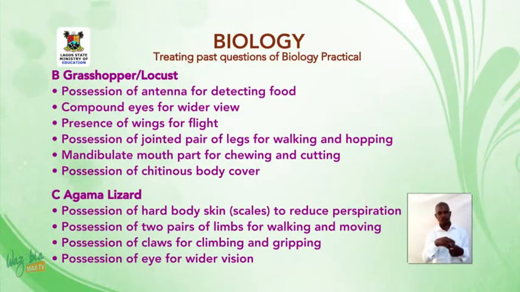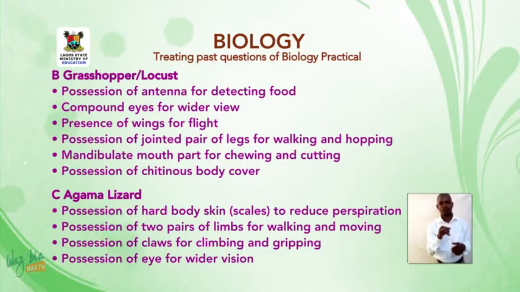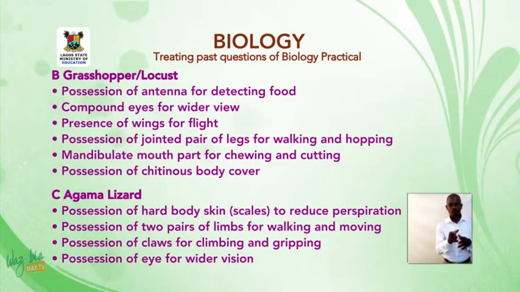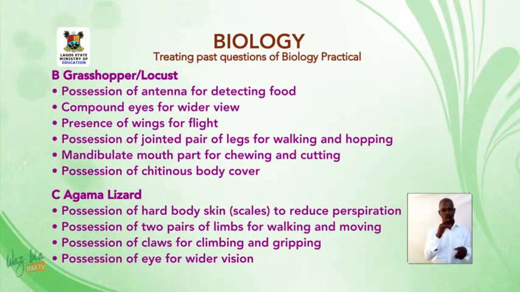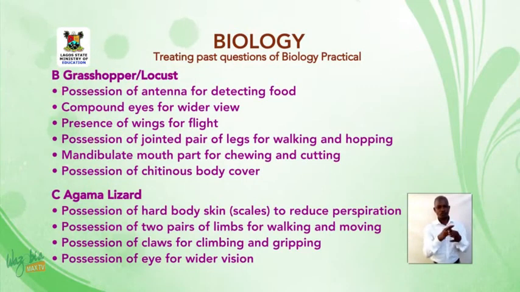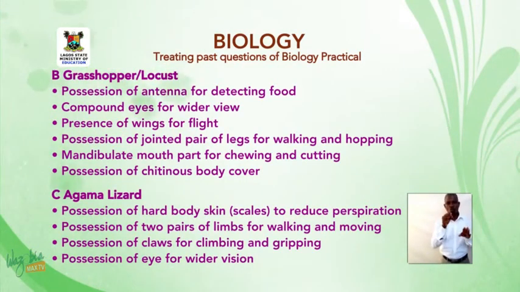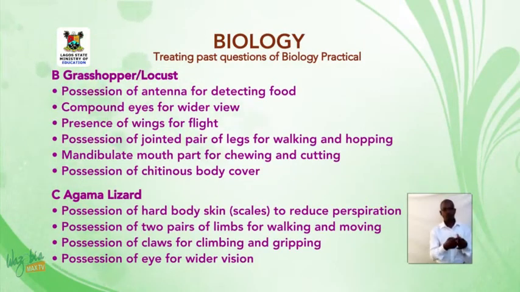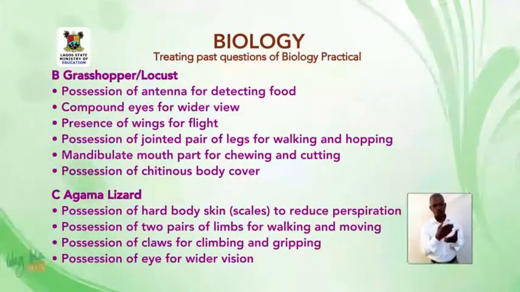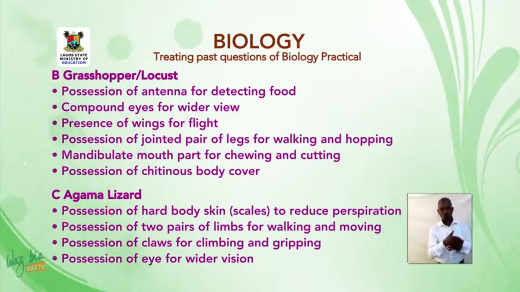So for the grasshopper, which is specimen B: possession of antenna for detecting food, compound eyes for wider view, presence of wings for flight, possession of jointed pair of legs for walking and hopping, then mandibulate mouth parts for chewing and cutting, then possession of chitinous body cover.